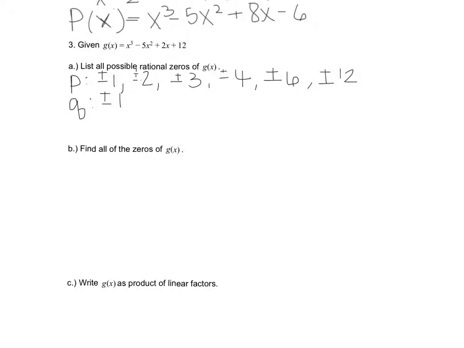Our possible rational zeros come from dividing P and Q. So we divide all of the factors of P by all of the factors of Q. And since the only factors of Q are 1, when I do the division, we end up with just the factors of what we listed for P. So we get plus or minus 1, plus or minus 2, plus or minus 3, plus or minus 4, plus or minus 6, and plus or minus 12.